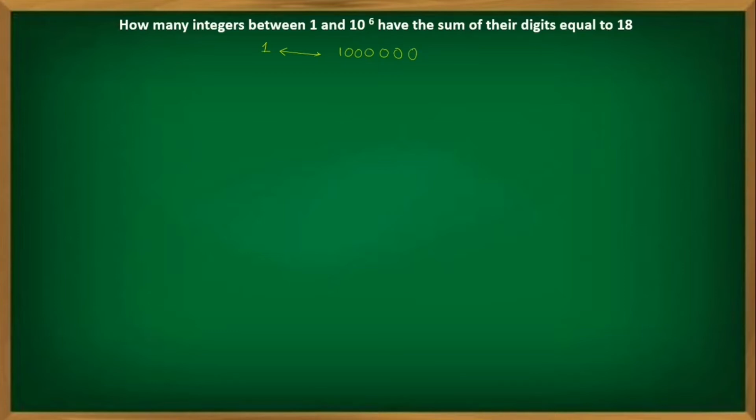So here we have to find out the numbers between 1 and 10 to the power of 6, the sum of whose digits is equal to 18. So if I say, for example, a little bit easier, if I ask you the number of numbers between 1 and 1000, can you tell me what type of numbers we will have? Single digit numbers, two digit numbers and three digit numbers in between 1 and 1000. Now similarly, in between 1 and 10 to the power of 6, what are the numbers we will see?